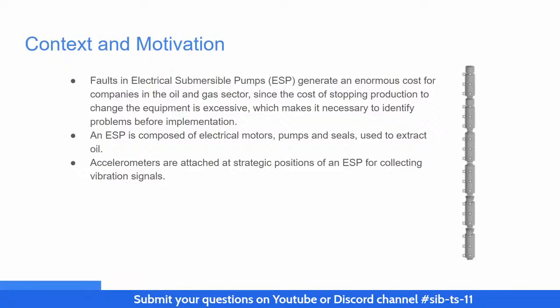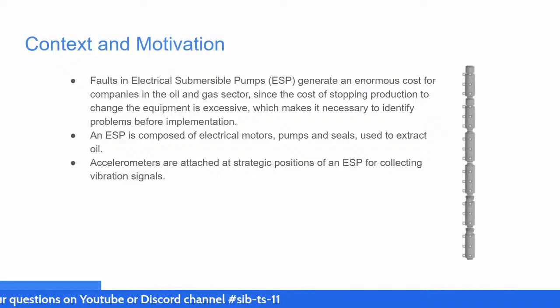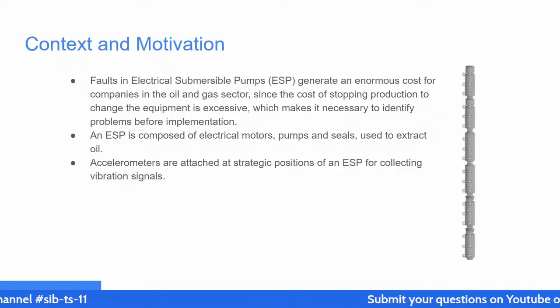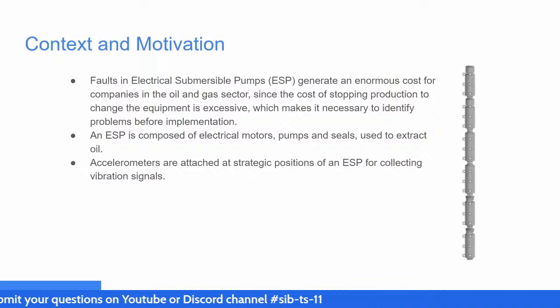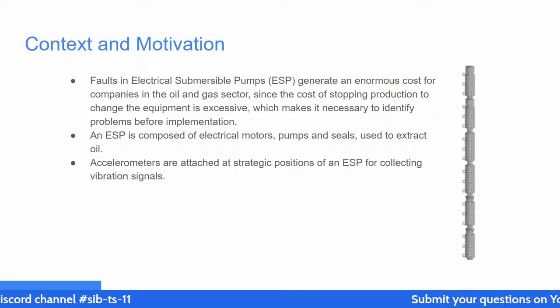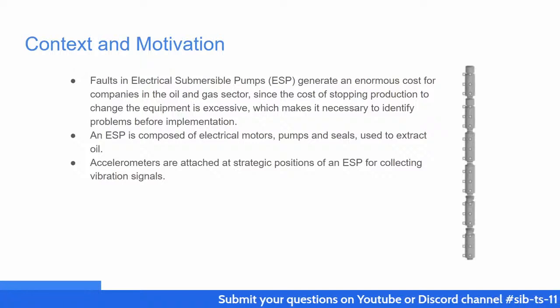An ESP is an equipment composed of electrical motors, pumps, and seals. Accelerometers are attached at strategic positions of an ESP for collecting vibration signals. The ESP is tested in a laboratory under certain frequency and flow operation conditions, and each sensor measures the acceleration of vibration at a set point in the ESP.